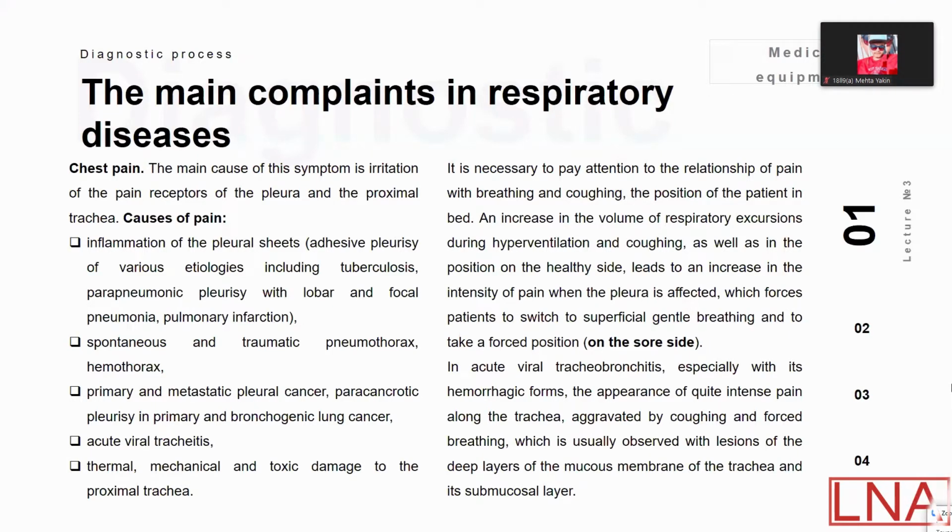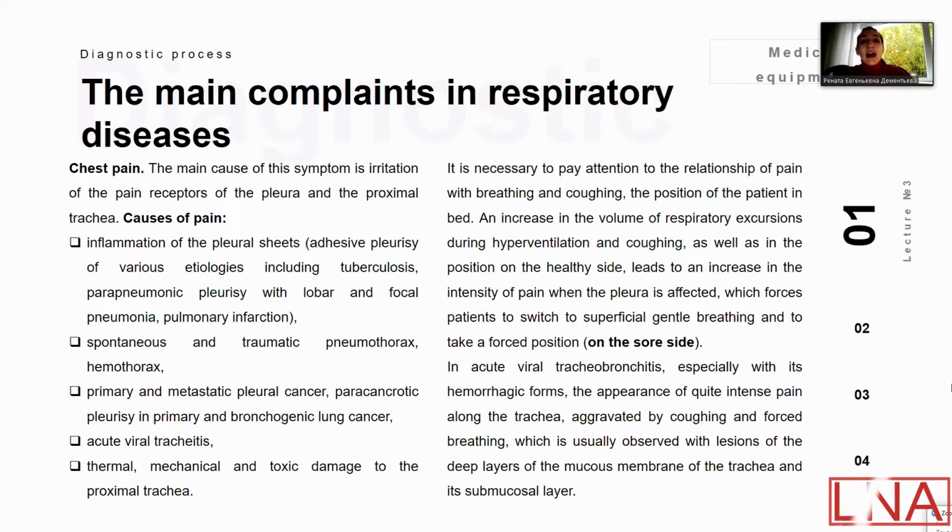Next causes of pain: primary and metastatic pleural cancer, paracancrotic pleurisy or paraneoplastic pleurisy in primary and bronchogenic lung cancer, acute viral tracheitis with high-level unproductive coughing, and thermal, mechanical, and toxic damage of the proximal trachea with damage to the structure of the tracheal wall.